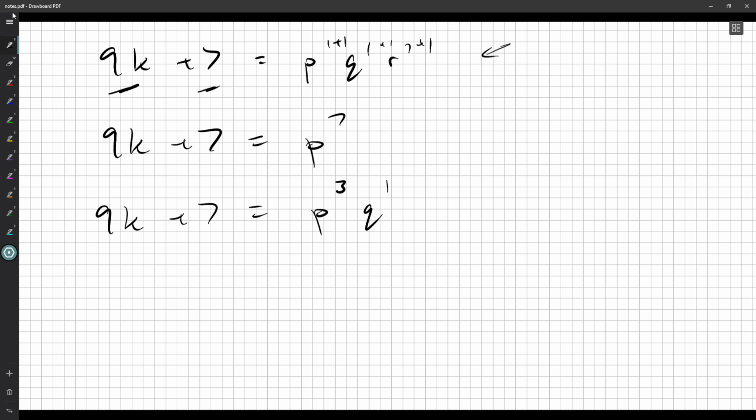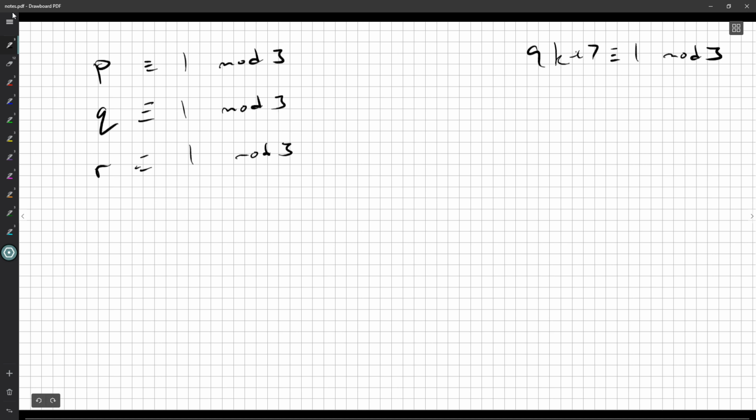Now, we're obviously not going to take primes that are congruent to 3, because there's only one of those. But let's see, if P is congruent to 1, then 9k plus 7 is congruent to 1 mod 3. So if all of them are congruent to 1 mod 3, their product is congruent to 1 mod 3, but is that congruent to 7? Let's do it this way. Let's say they're 1 mod 9, 1 mod 9, and we'll make one of them 7 mod 9.